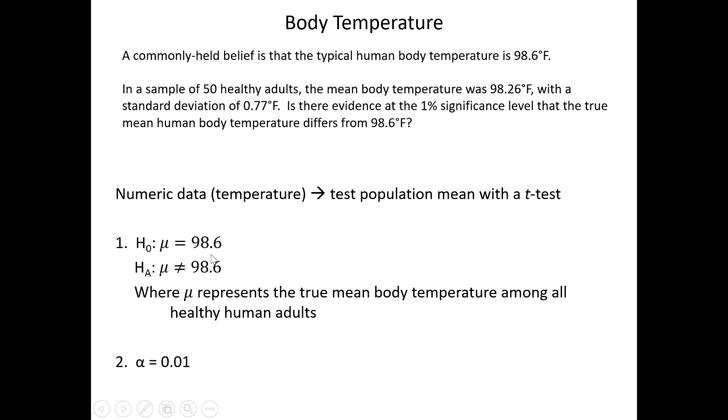Under the null hypothesis, the commonly held belief, unless proven otherwise, is that the mean is equal to 98.6 degrees. However, if there's strong enough evidence, we could rule that out and say that there's a difference. And in this case, we're just looking for any difference, not necessarily less than or greater than. So we use the does not equal sign. Right, we're indicated to use the 1% significance level, so I'm going to represent that as alpha equals 0.01.